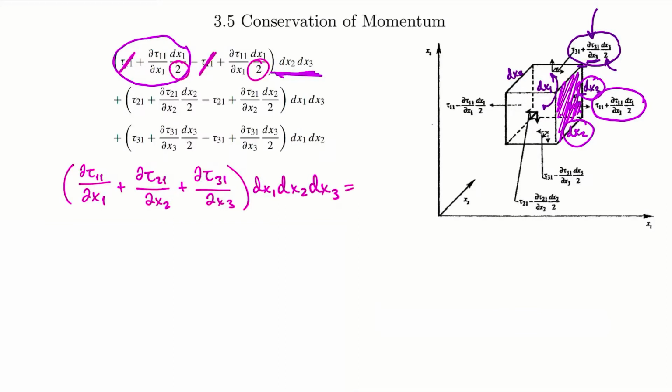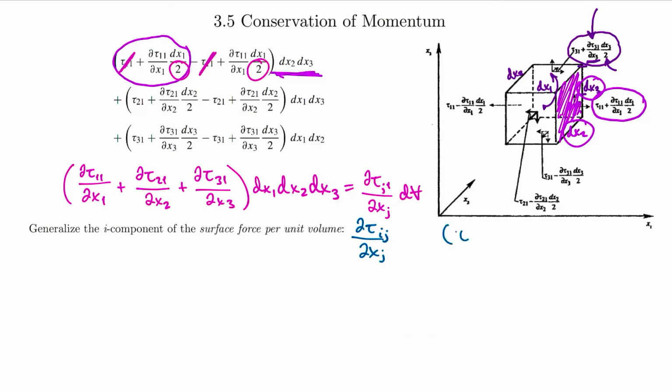Which we can write much more succinctly as follows, with our summation notation, and then this is actually the volume. dx1 times dx2 times dx3, of course, is the volume of that infinitesimal little elemental cube. So the I component of the surface force per unit volume, so we've done all this for the x1 direction, but if we generalize to the I component, we see that it would actually be as follows.